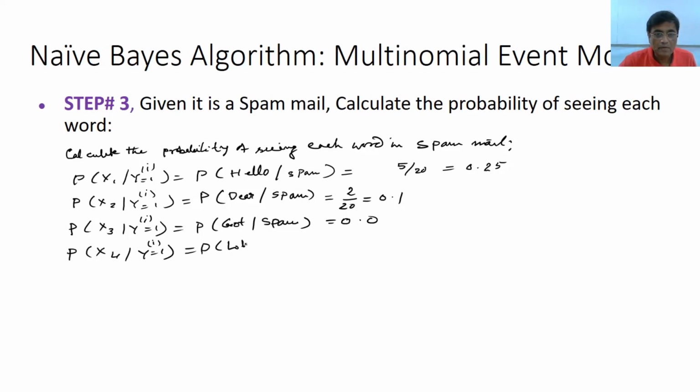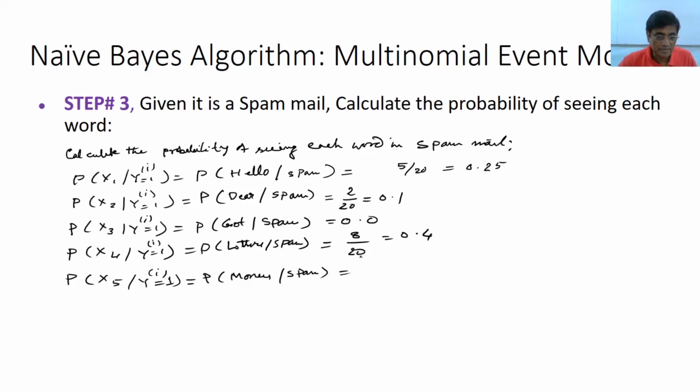Lottery, given it is spam. 8 by 8 times, you see. All spam mail make all of us very rich virtually, because we win lottery, millions of dollars every now and then in spam mail, right? So you see, you have collected correct data, samples.